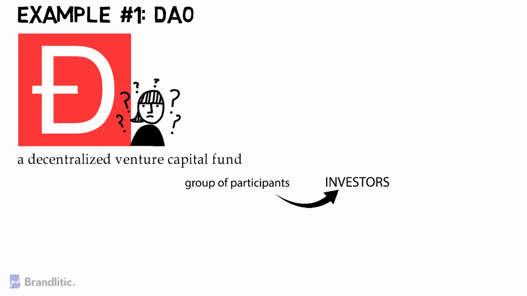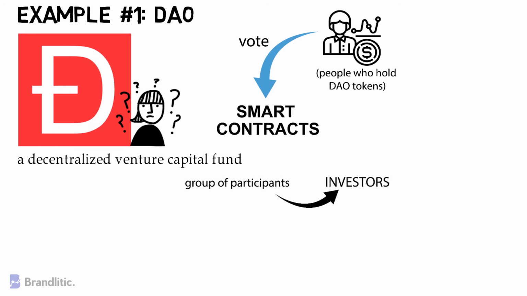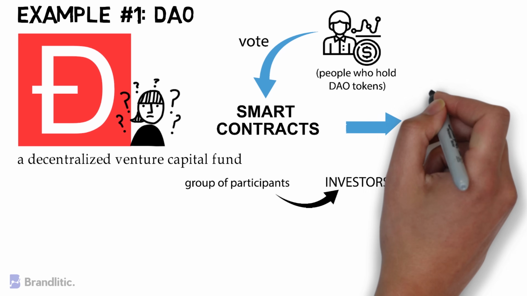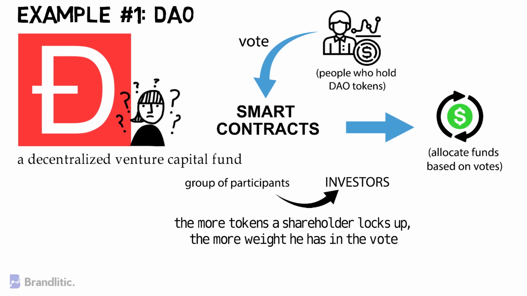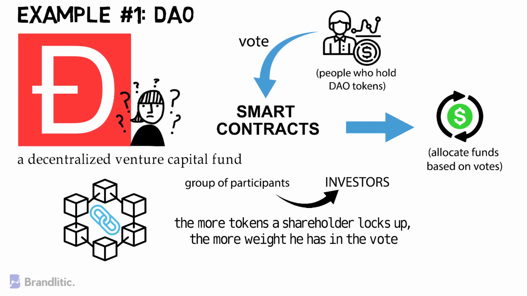The smart contracts, which are built on top of Ethereum blockchain, will take votes from shareholders, that is, people who hold DAO tokens, on which startups to invest in and how much to invest in. The more tokens a shareholder locks up, the more weightage he has in the vote. Once the votes have been recorded, the smart contract will automatically allocate funds based on the vote results. Here, participants can be sure that the vote results are fair because every line of code is transparent and immutable in blockchain.